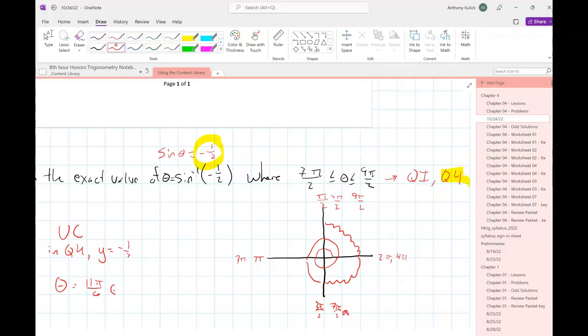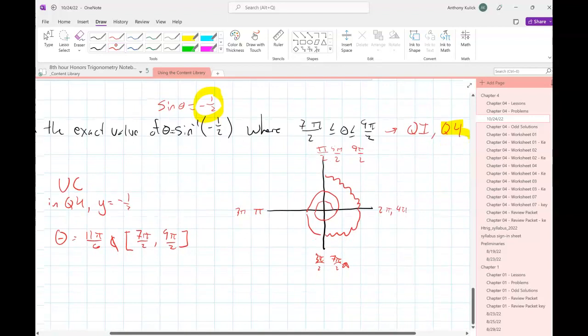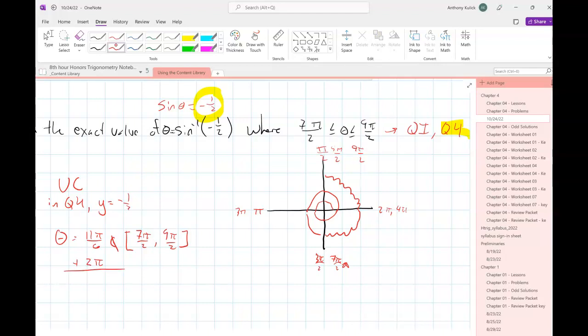Is that our answer, though? No, because it doesn't lie in the interval. Is it too big or too small? Too small. So this time we're going to add 2 pi to make it bigger. When we do that, what do we get? 23 pi over 6. Good mental mathing.